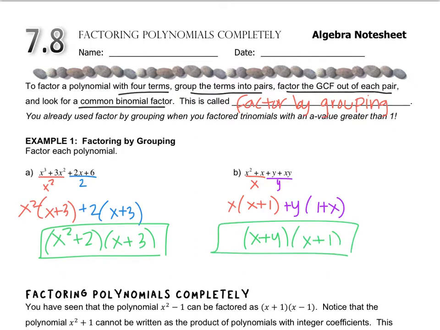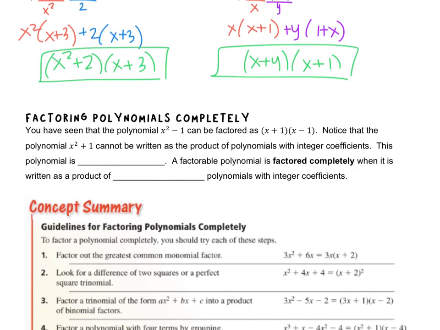Not every single polynomial is factorable. So you've seen ones that look like this, x squared minus 1. That was what we call the difference of two squares, right? But x squared plus 1 cannot be factored using any of our techniques. So what we call that is, get this, not factorable. I know, crazy. What a weird name. So when we say to factor a polynomial completely, which is really what you should always be doing, we have it written as a product of unfactorable polynomials with integer coefficients.